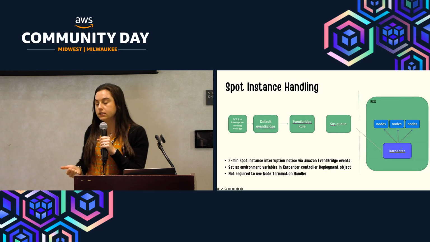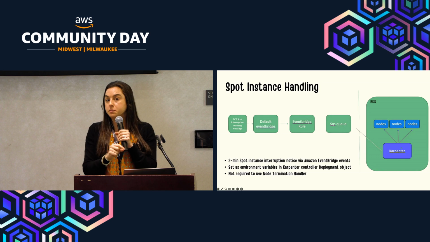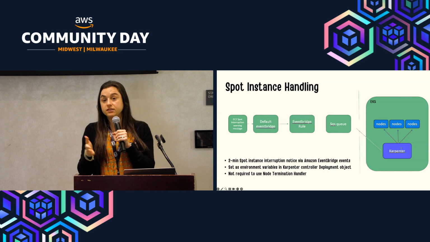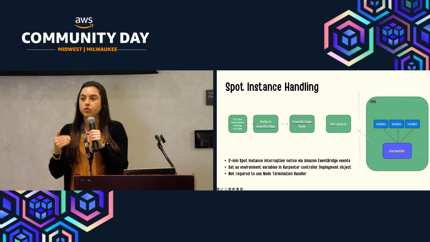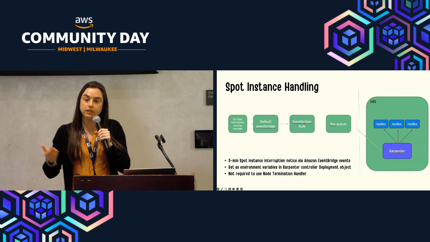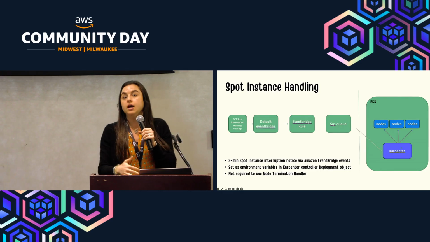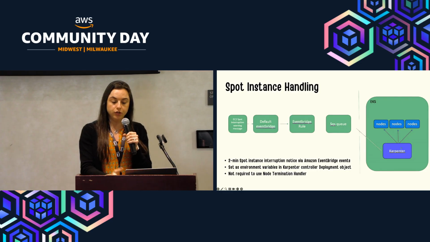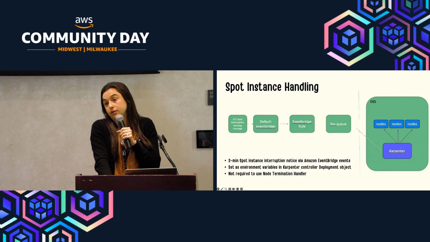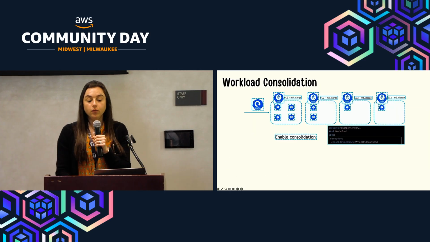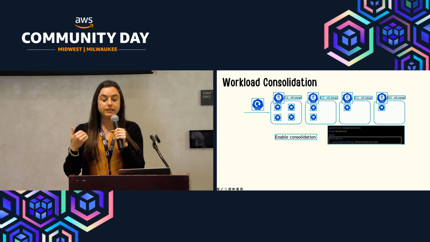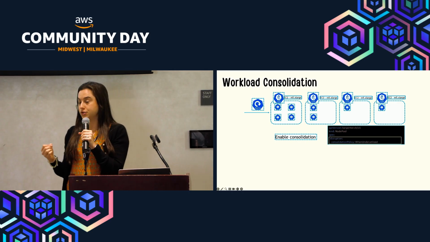It will detect the event, launch a replacement node, and then evict the pod safely. So now it ensures continuity. You have your workloads running. If one needs to be interrupted, Karpenter will spin up a new one for you, and that makes Spot production-grade ready.